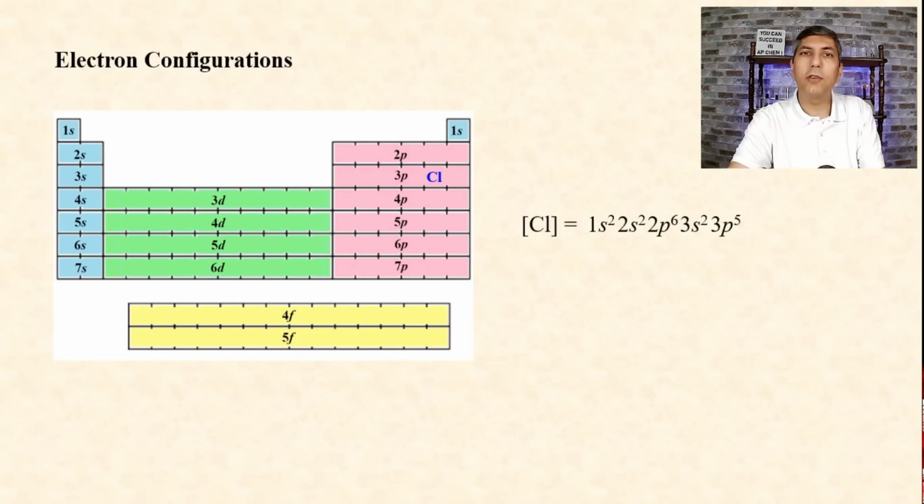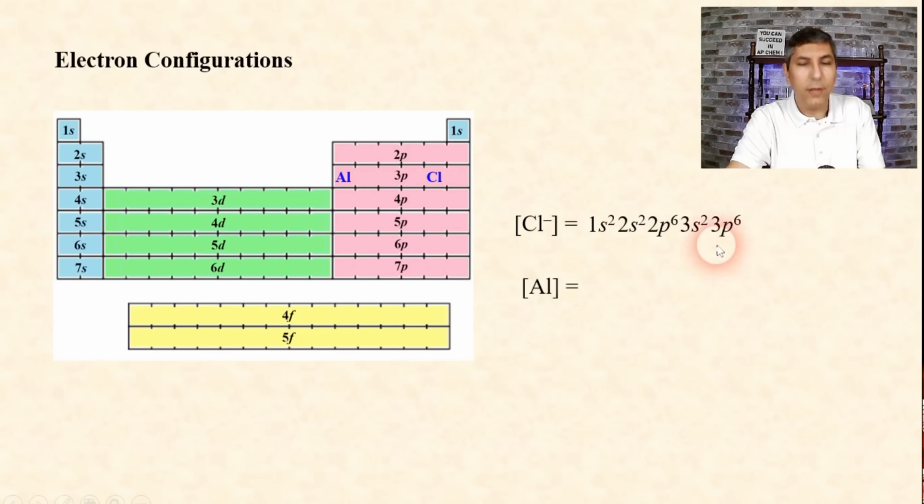Now, what if we change the question? What if we ask instead for the electron configuration for the chloride ion, Cl negative? In that case, we want to realize that an anion has gained electrons. And in this case, since it's Cl negative, it's gained exactly 1 electron. And that electron is going to be added into that valence shell, that last shell. So we're going to change the 3p5 to 3p6. And so that's how you'd write the electron configuration for the chloride ion.